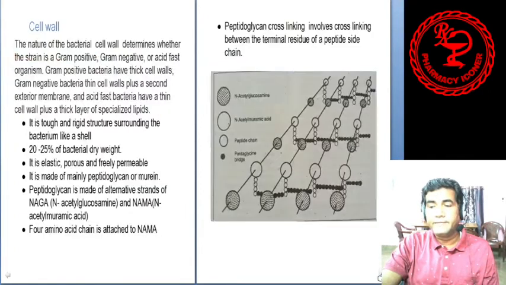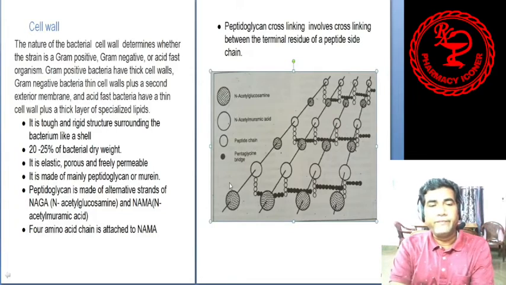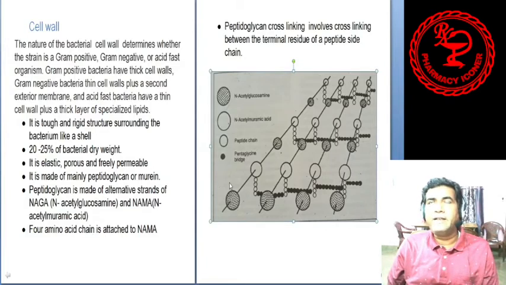So next is the cell wall. Above the cytoplasmic membrane or cell membrane, the portion which is formed is called the cell wall. The nature of the cell wall determines whether a bacteria is gram positive, gram negative, or acid fast bacteria. The cell wall is a tough, rigid structure surrounding the bacterial cell.